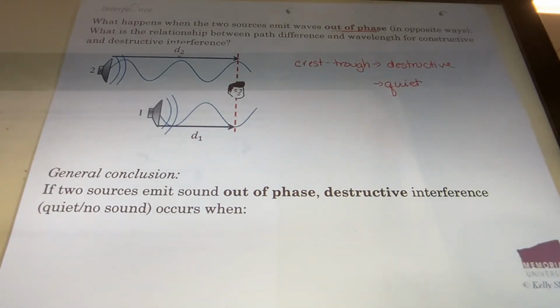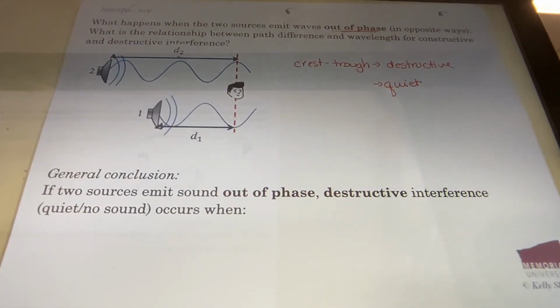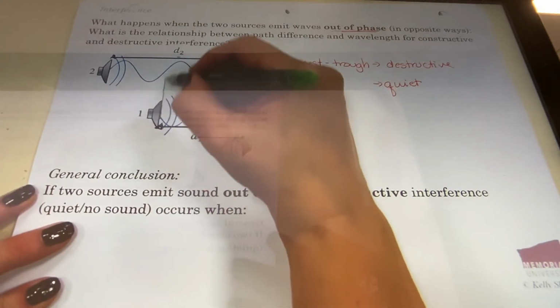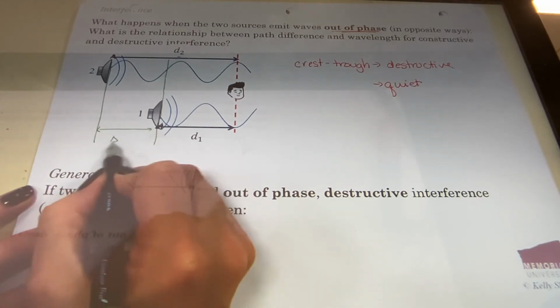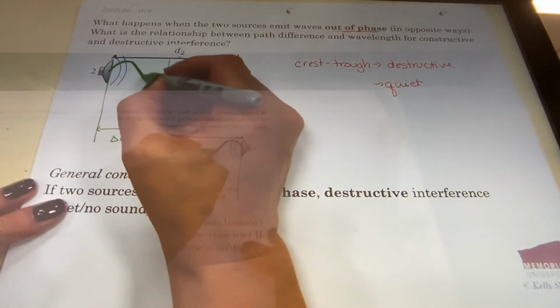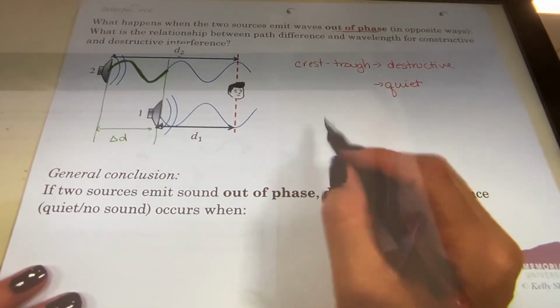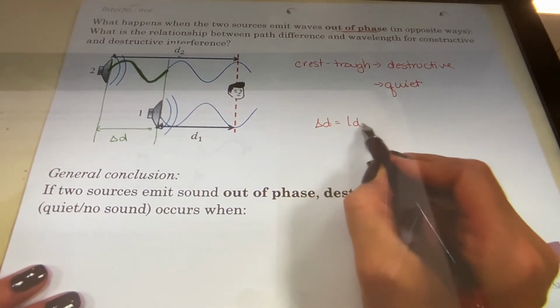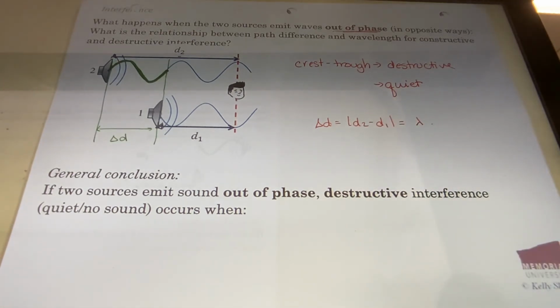Let's look at our D1 and our D2 and our delta D. So we label D1, we label D2. Delta D is the difference between those two things. When we look at our wavelength compared to our delta D, we see that delta D is a full wavelength. So delta D equals D2 minus D1 equals lambda. So in this picture, the waves start out of phase, we shift it by a full wavelength, they stay out of phase, we get destructive interference.